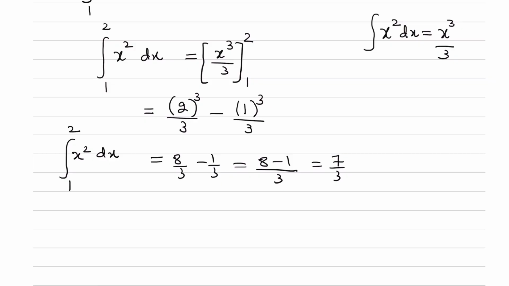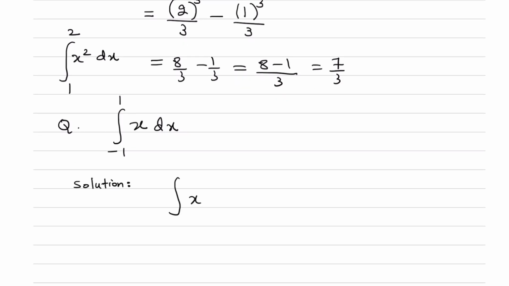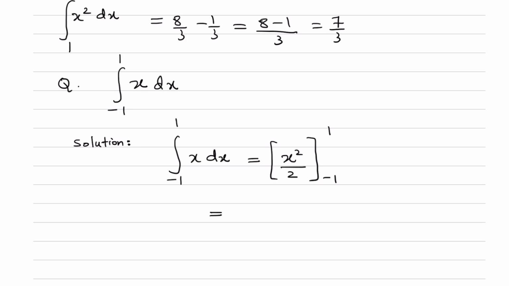Let's attempt another question. Let's solve this integral x dx with the limits minus 1 to 1. First, we will solve the integral x dx without the limits, which is x square by 2, again by power rule of integration. And now we will apply the limits, minus 1 to 1. So you write x square by 2, in the place of x you put 1, the upper limit first, minus, minus 1 in the place of x square by 2. Solve it. 1 by 2 minus 1 by 2 gives you 0.